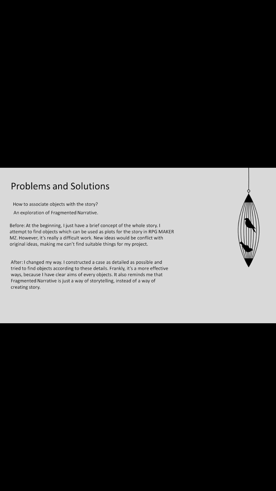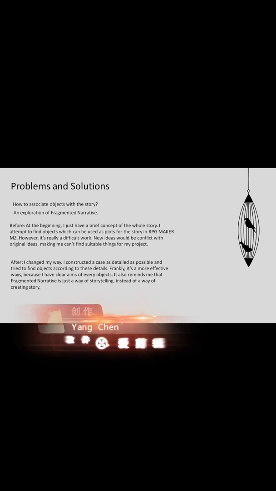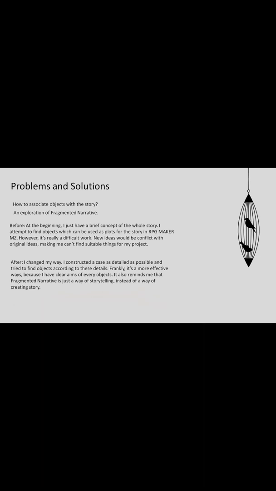However, it was really difficult work. New ideas would conflict with original ideas, which made me unable to find suitable things for my project. But later, I changed my way. I constructed the story as detailed as possible and tried to find objects according to these details. It's a more effective way. Because I have very clear aims for every object, I can associate them with the story because they are derived from the story.